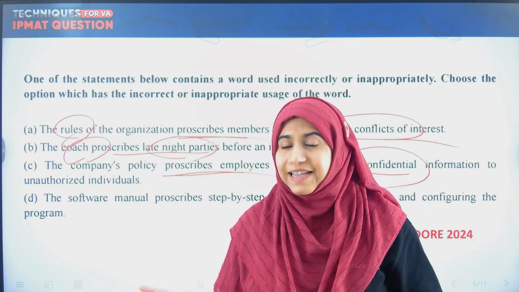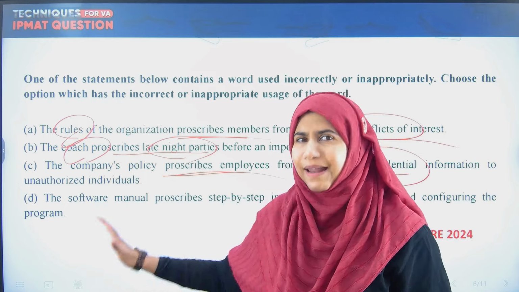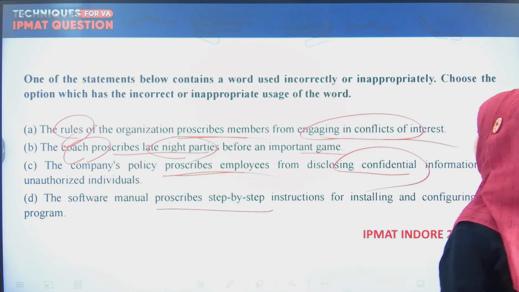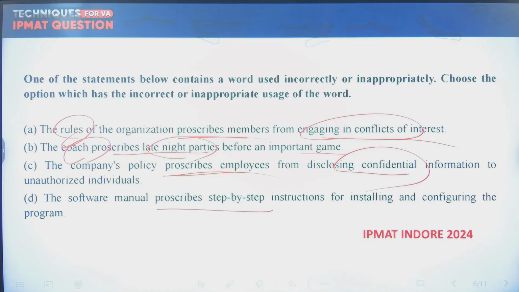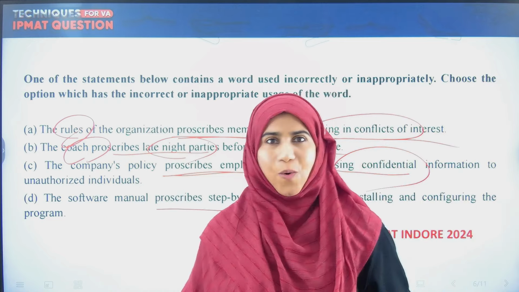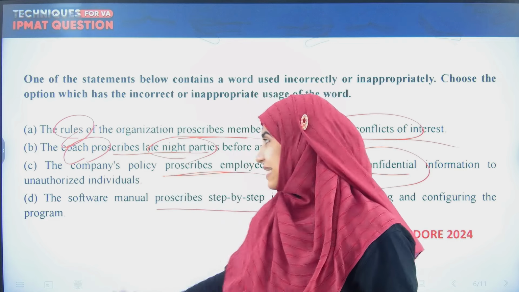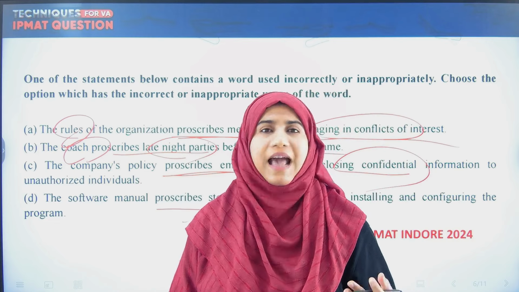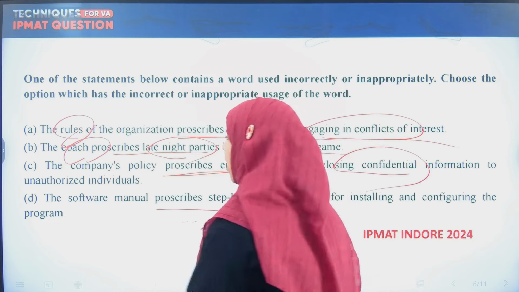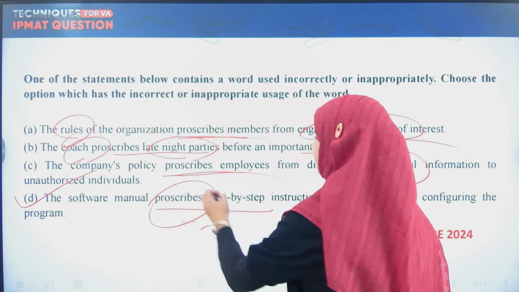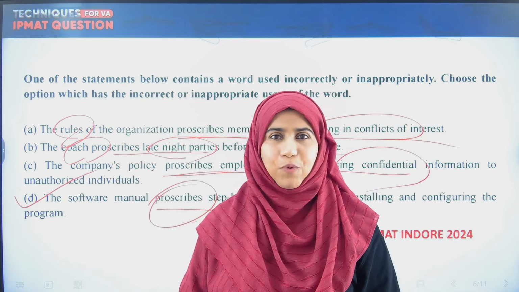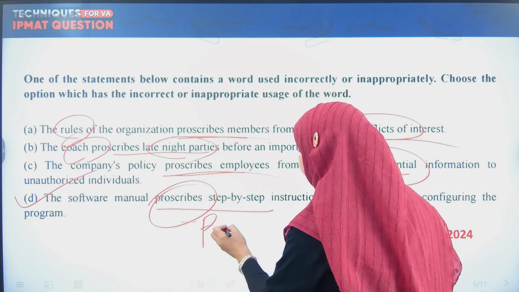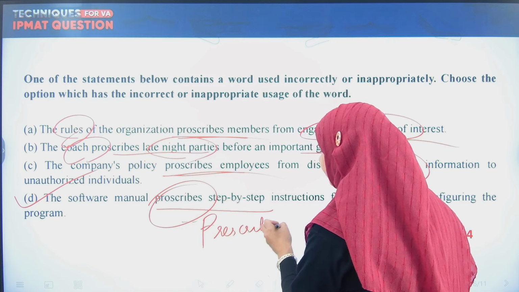So obviously the last one has to be the answer, and let us read that. The software manual proscribes step-by-step instructions for installing and configuring the program. No, it cannot be D. The D sentence is incorrect usage, and hence it has to be the right answer. Probably what they're trying to use here. यहाँ पे वो क्या बताना चाहते हैं आपको? Prescribe बोलना चाहते हैं. Okay. Prescribe should be the last word here.